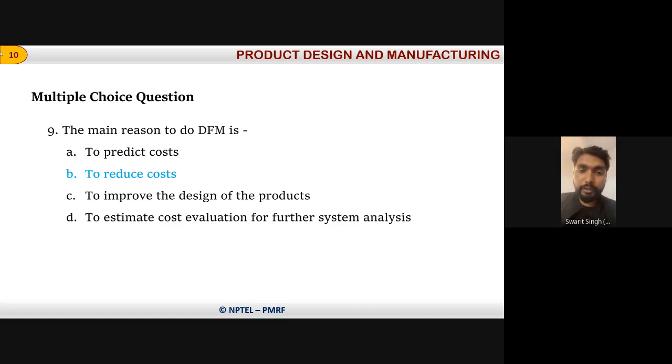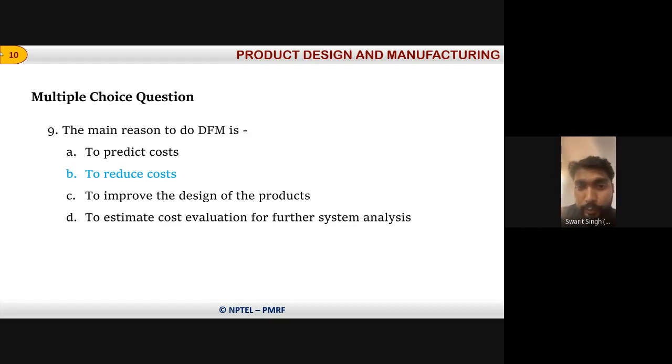In this particular design for manufacturing, we are not going to predict anything. Prediction is a process which comes earlier. After the generation of the demand and the idea, and after processing the design and deciding the material and everything, you predict the cost. You guess, okay, this will be the cost of the product. That is done at that particular stage.